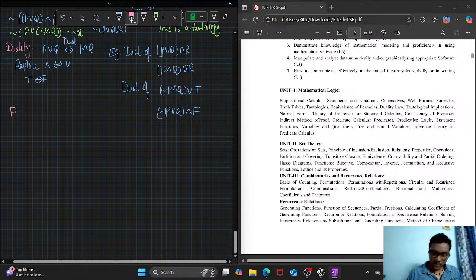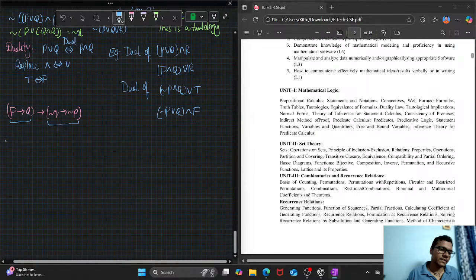For example, consider this. P implies Q implies negation of Q implies negation of P. This is actually the contrapositive, and we are supposed to prove this is a tautology. That means, what do we do here? Yeah, we prove this and we prove this. In an equivalence formula, if we just prove the LHS, the other side will be proved. But here you need to prove both of them.